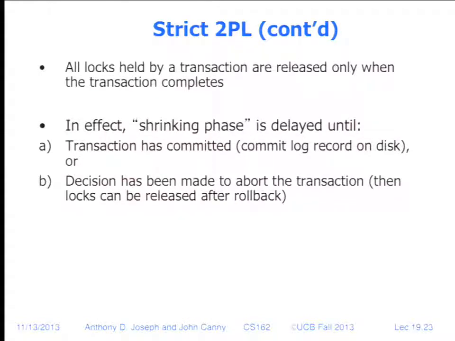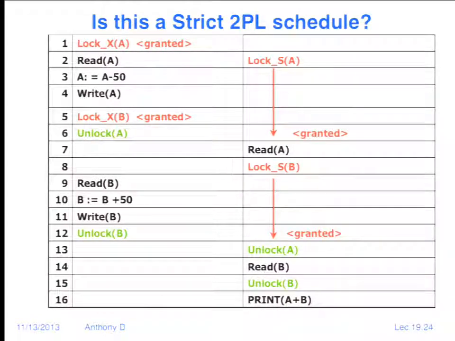Either a normal completion with the commit, or if there's an abort, in which case you actually roll back the state to before the transaction. All right, so let's see. Now let's look at this schedule and check whether this is a strict two-phase locking schedule.